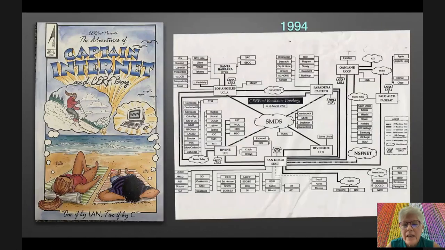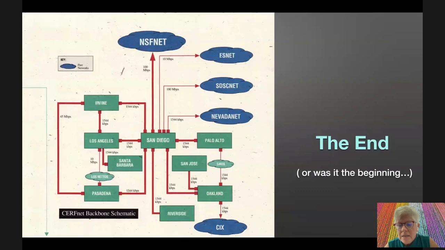And then by 1994, you can see the complexity of the network here. There was a lot of connections. In our last comic book, I think you could see that we put Captain Internet as a skier by then. Captain Internet, of course, was a woman. And you can see in this final slide that San Diego was the hub for many connections here in the Bay, in the Southern California region. We also had a connection up to San Jose at that point.